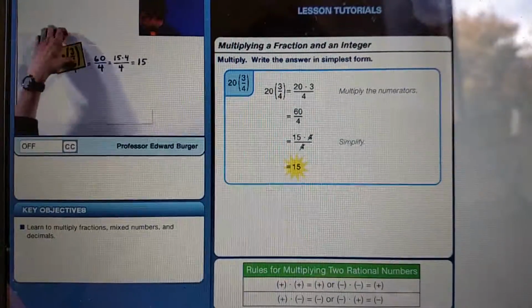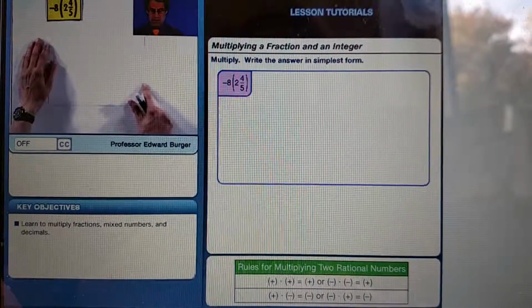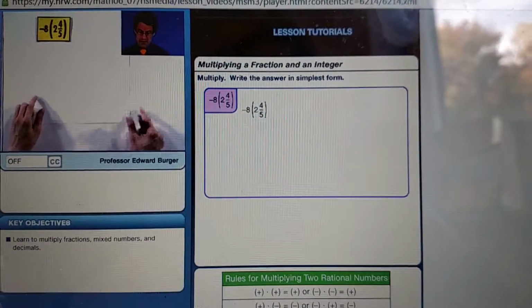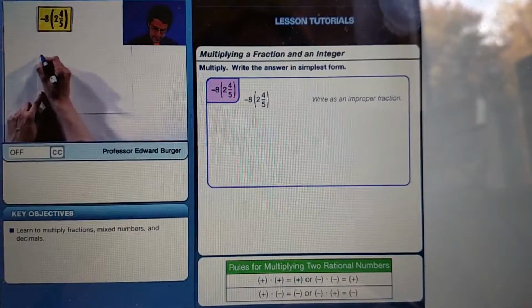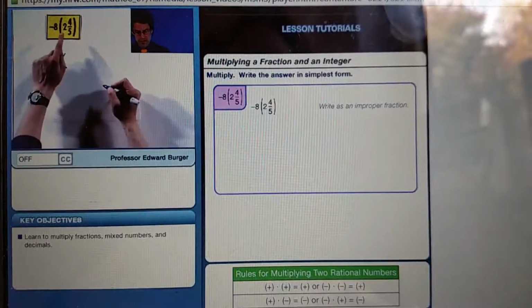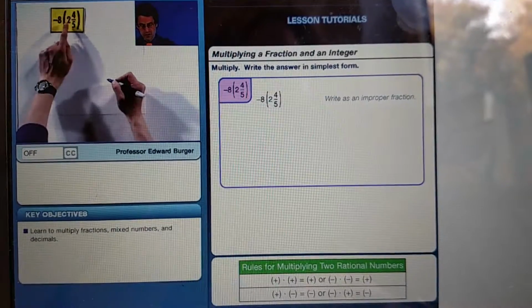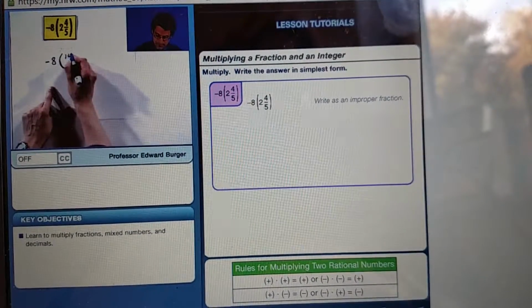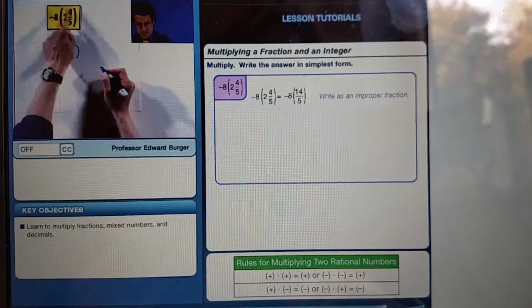Let's try another example. Here you'll notice that we have a mixed number. I have 2 4/5 that I'm multiplying by the integer -8. So the first thing to do here is to convert this to an improper fraction. So I have -8 times, and to convert this to an improper fraction, remember that I take 2 times 5, that's 10, and then I add the numerator. So I take 2 times 5, 10, plus 4 is 14 over that bottom 5. So I've just converted this mixed number into an improper fraction.